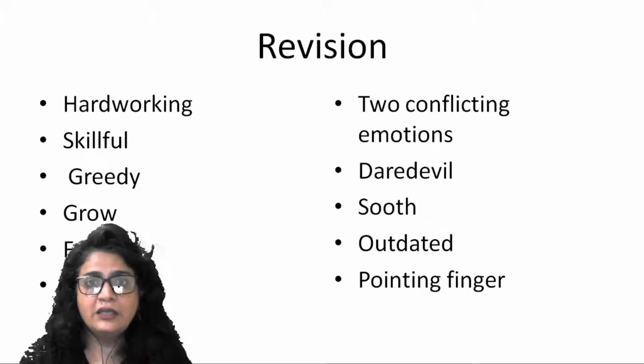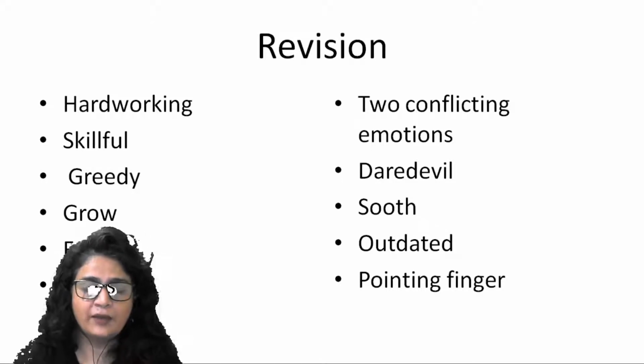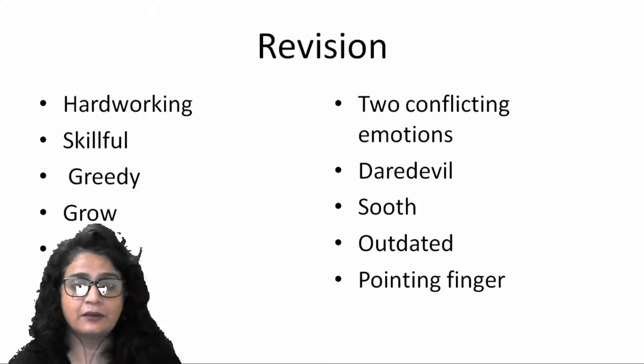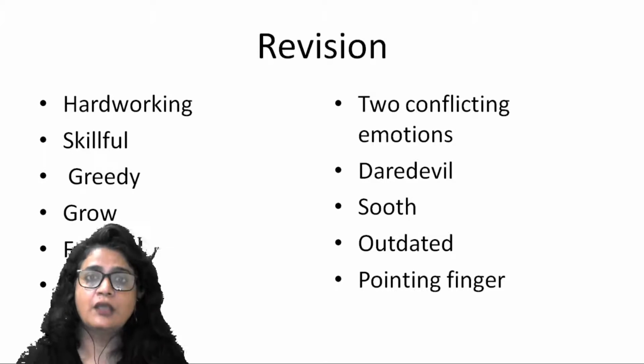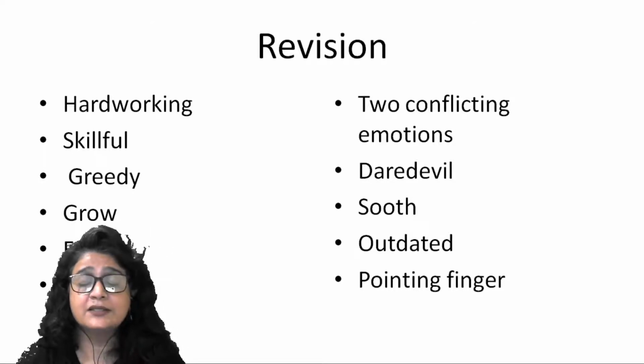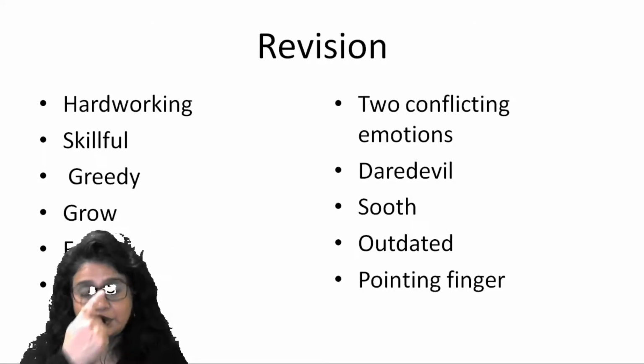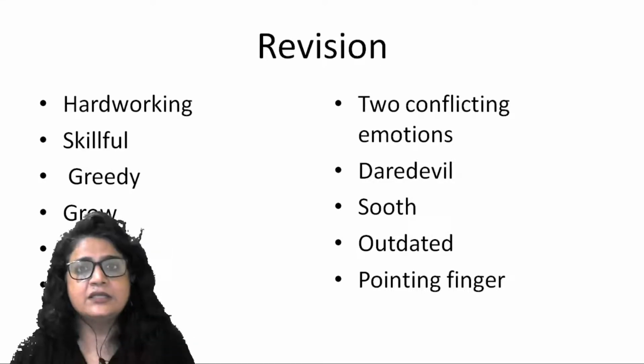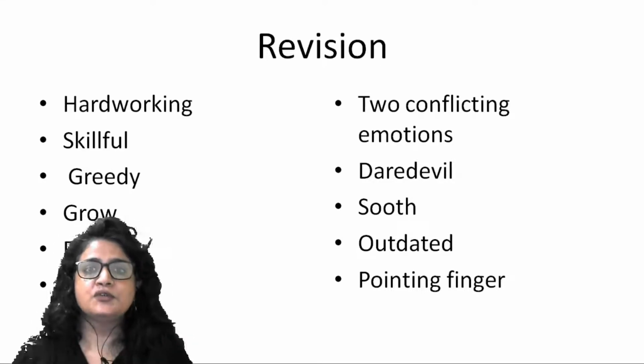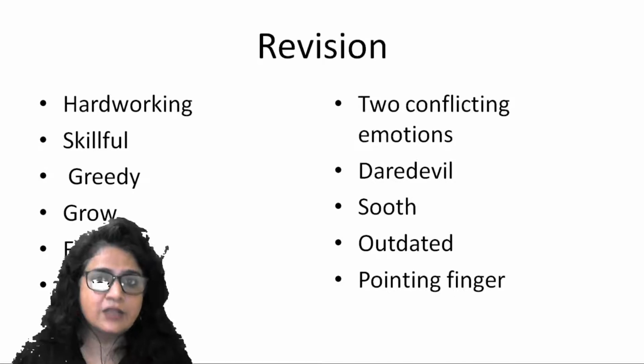Arrest is to apprehend. Apprehend had one meaning, arrest. Second meaning of apprehend was to understand something. Two conflicting emotions at the same time, that is ambivalent. I gave you this root, both. Ambivalent is having opposite emotions, opposite feelings at the same time.